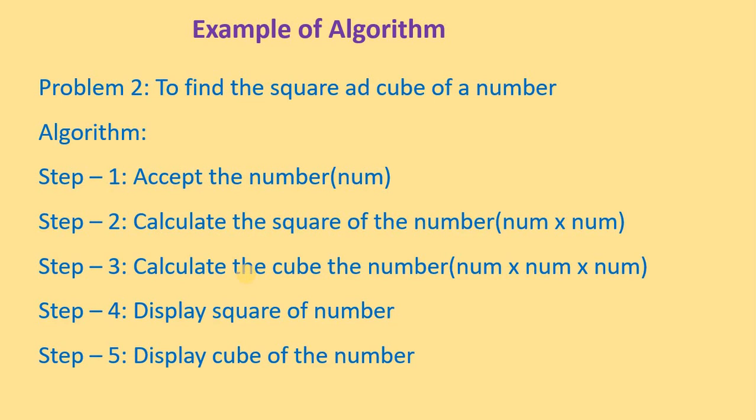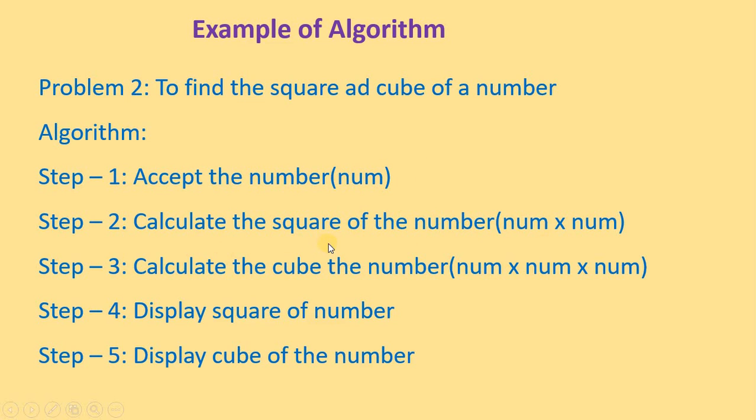This time we are going to find the square and cube of a number. Here it should be AND. Okay, don't worry, it's not AD, it's AND. So to find the square and cube of a number, how do we find it? Step 1, we accept the number, meaning we first take the number that we have to square and cube. Next, calculate the square of the number. How to calculate? num into num. Suppose I am taking that number into a variable known as num.